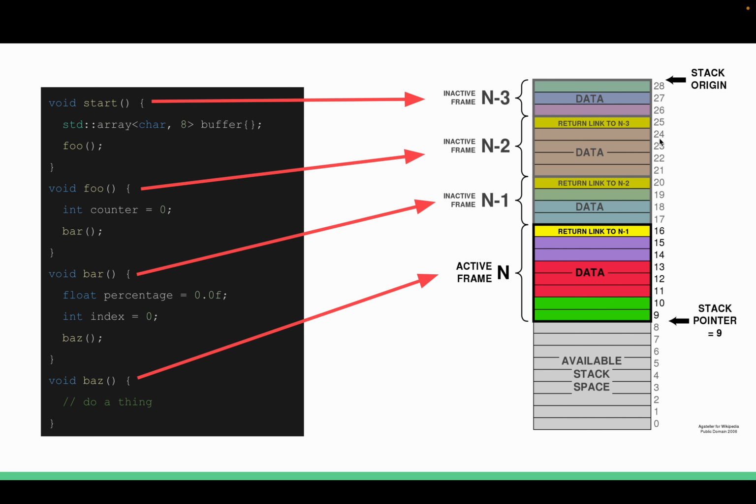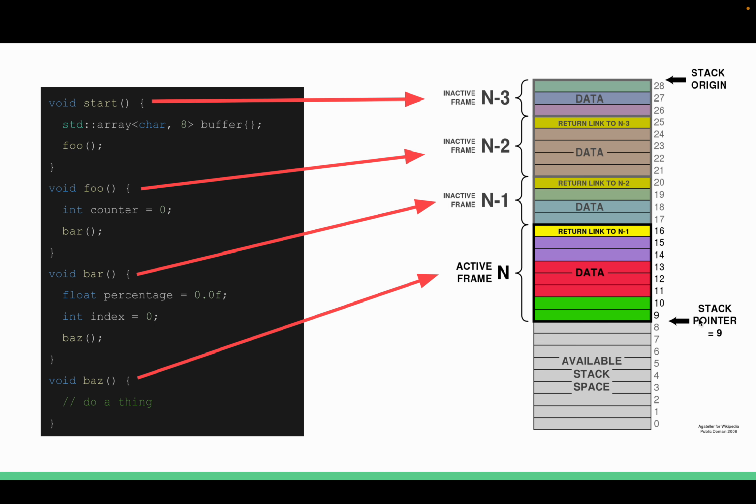Then it calls foo, which then places where the return link was, where this location is in this function, onto the stack. Then it calls itself. First thing it does is allocate all the stack memory that it needs. So it allocates an integer, moves the stack pointer down, and then it calls bar, and so on and so forth. This allocates float and int, then calls baz, does whatever it needs to do, and this is the active frame at the end, and then when it calls back out, it subtracts the stack pointer up, looks at the address at the location, and then returns.